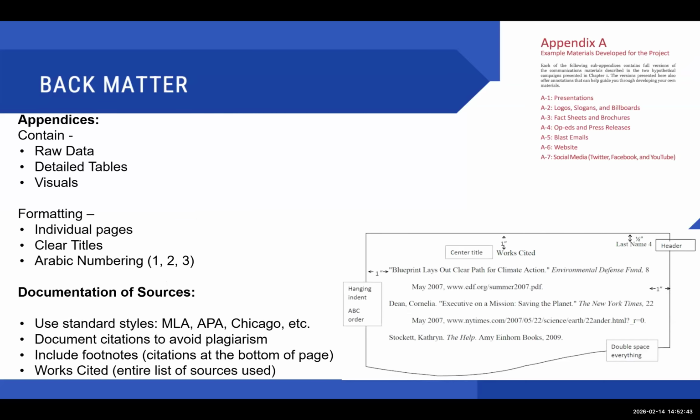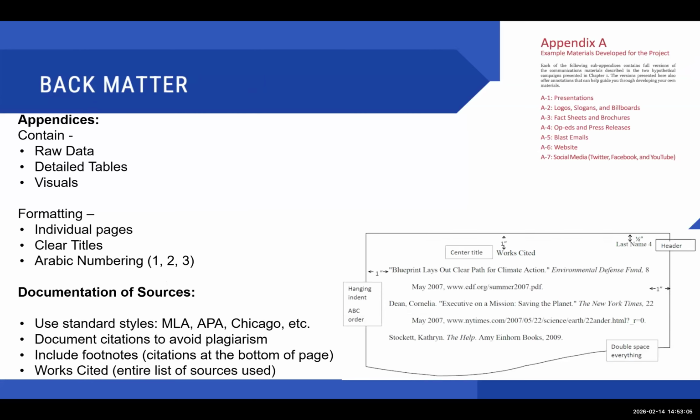Back matter. This section contains supplemental material that supports your analysis but is too detailed to be included in the main body. The first part of the back matter consists of appendices. These typically contain raw data, detailed tables, and other visuals like maps or technical diagrams.